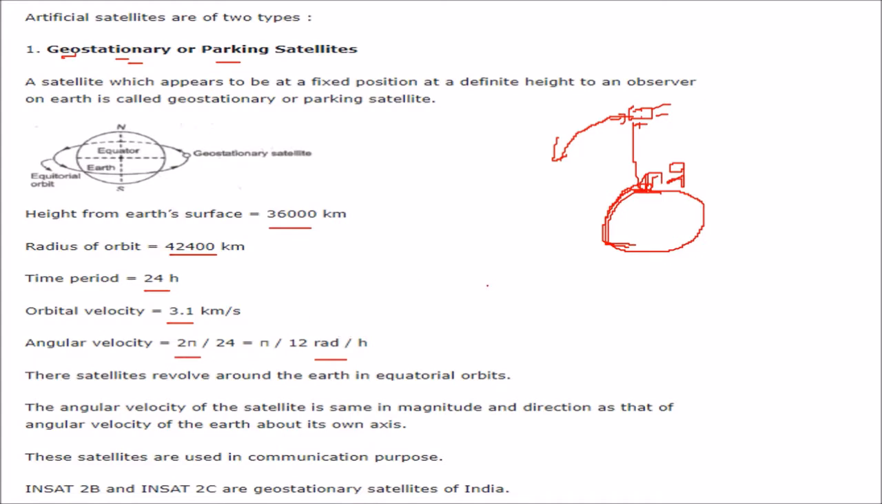These are the satellites which revolve in equatorial orbits. If this is the equator, then it is revolving around the equatorial orbit. That is why it is stationary. The angular velocity of the satellite is the same in magnitude and direction as that of the angular velocity of Earth about its own axis, which I told you just now. These satellites are mostly for communication purposes. For example, INSAT 2B and INSAT 2C are geostationary satellites of India.